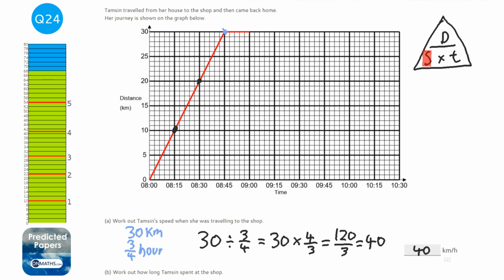The next question asks us to work out how long Tamsin spent at the shop. So the shop bit is this next bit here. And if you have a look, it's going to be 15 minutes. So the answer to that is just going to be 15 minutes. Okay.